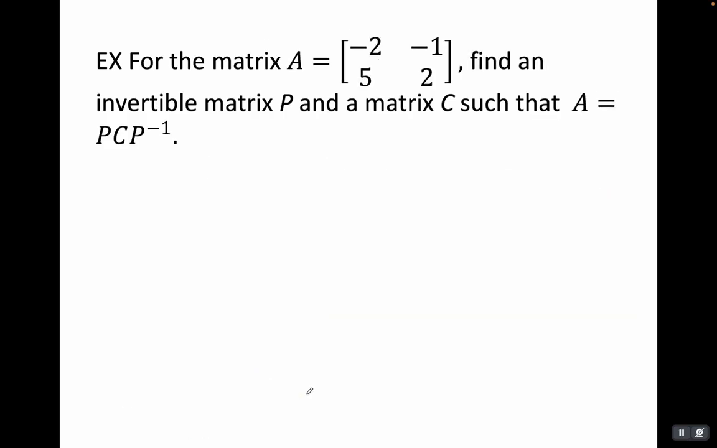For the matrix A equals [-2, -1; 5, 2], find an invertible matrix P and a matrix C such that A equals PCP inverse. This is the matrix I talked about earlier. And then we'll have the punchline. You'll see what we're actually doing with all of this.